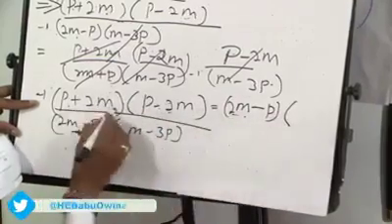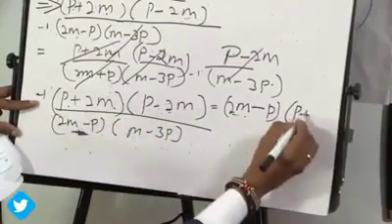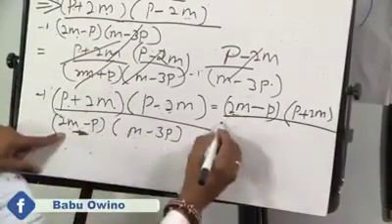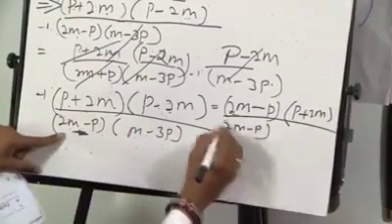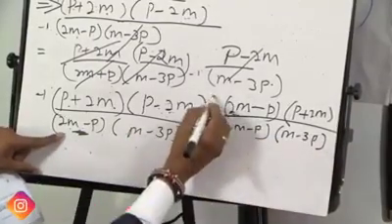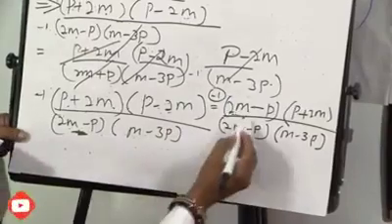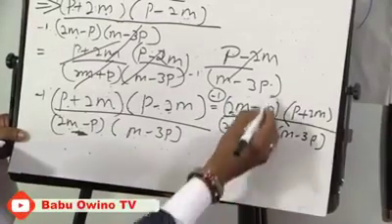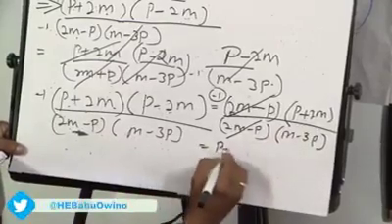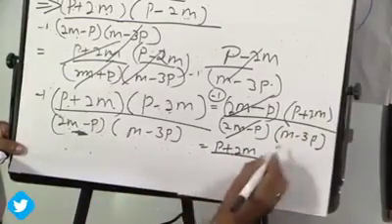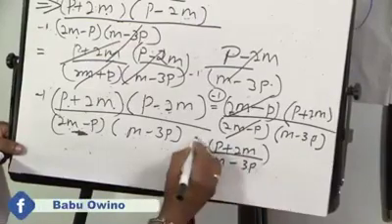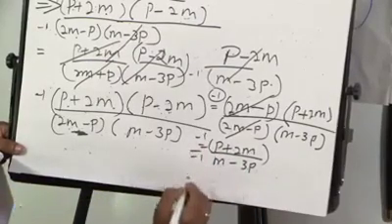Into bracket, this value is p plus 2m divided by 2m minus p into m minus 3p. Remember, we have a negative here. So 2m minus p over 2m minus p, this and this cancel. Here you remain with p plus 2m divided by m minus 3p. If you have a negative here, we can divide this by negative.